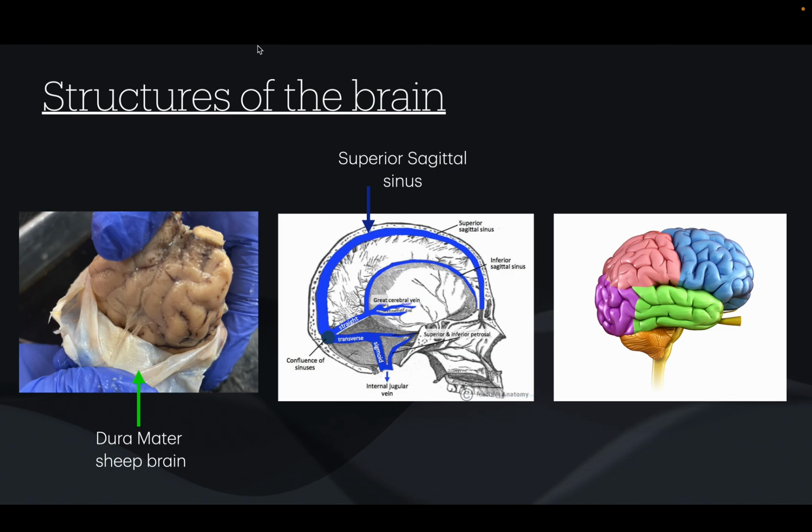The first structure we're going to start off with is the dura mater. If you look at the picture all the way to the left, the green arrow depicts the dura mater of the sheep brain that we dissected in lab. If you guys remember, the dura mater is made up of dense irregular connective tissue, so it's very strong and it covers the entire brain.